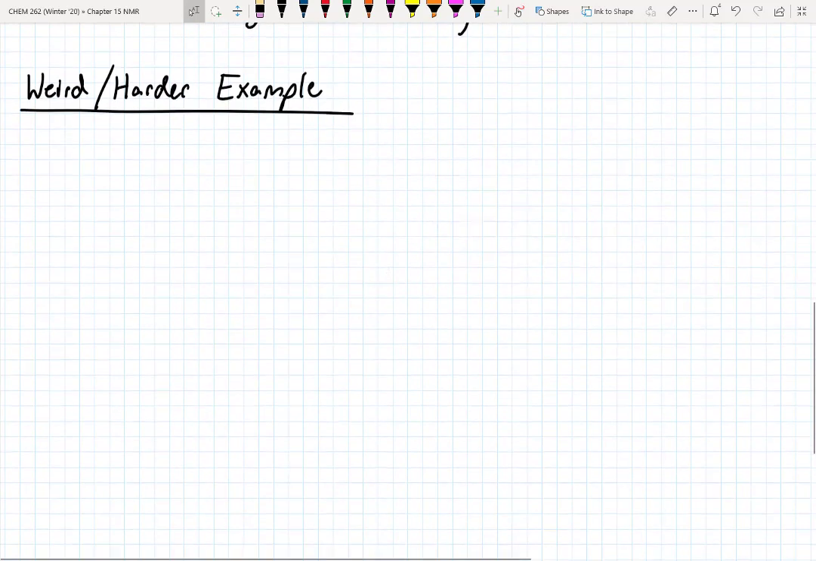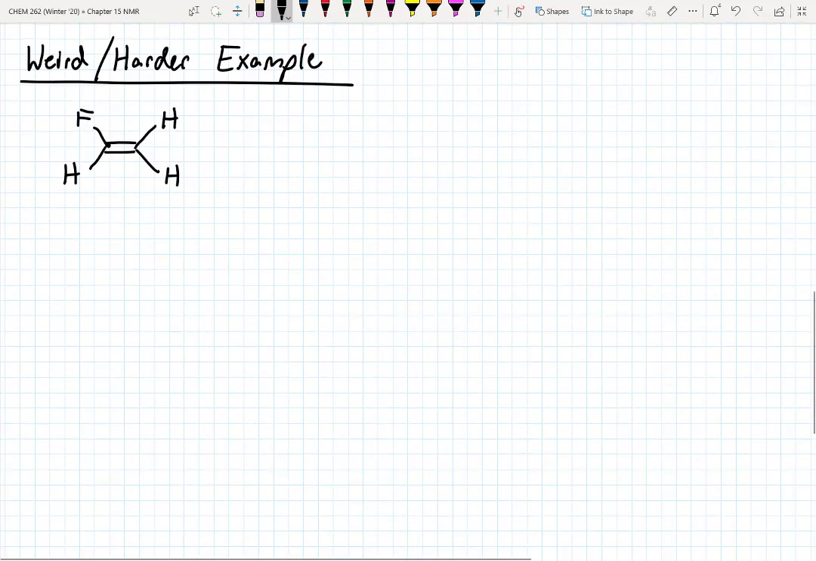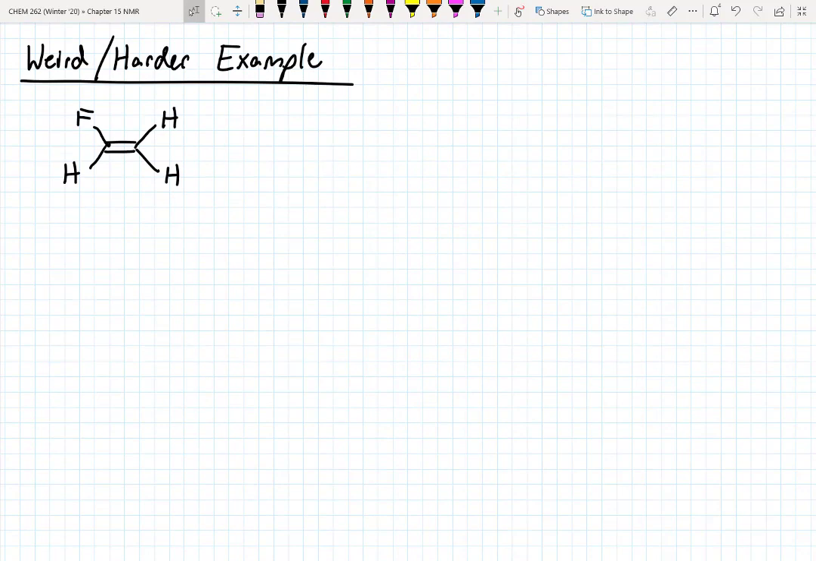Okay. So let's take a look at this weird or harder example scenario. I'm going to put a fluorine here, hydrogen here. So really it's the same molecule, but I've removed one of the chlorines. How many unique sets do we have in this? Three. Okay, so I'm going to go ahead and say HA is different than HB, which is going to be different than HC. We agree on that? Okay. So for this one, we're going to focus on HA.